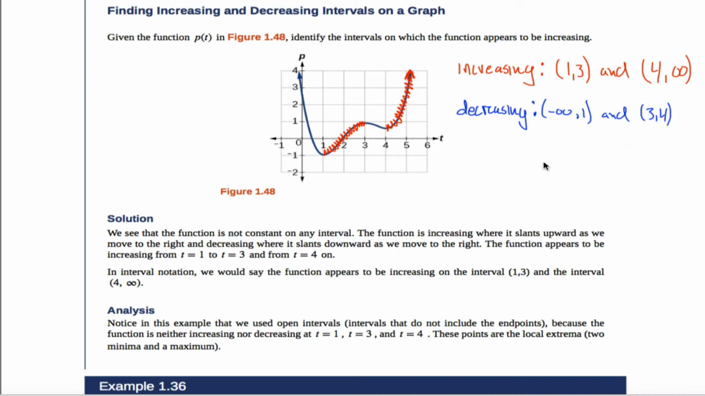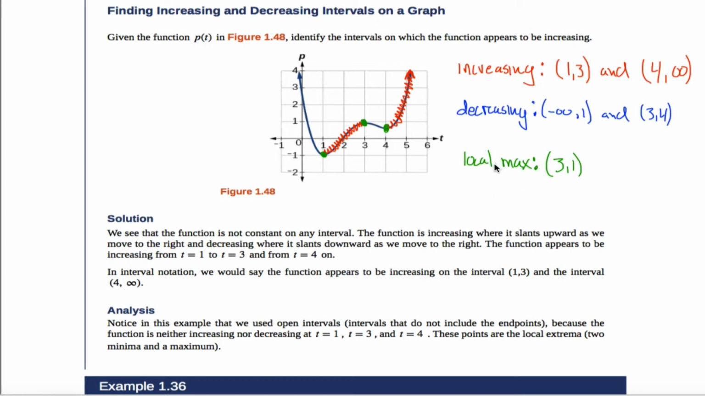This function is never constant. Just as the solution said here, it doesn't get flat. There are no points where it's neither increasing nor decreasing. There are some local maxima and local minima. Let's see, I've got a valley, I guess you could think about it, here and here. And I have kind of a little mountaintop thing here. So I could say there's a local maximum, and I'm going to specify the point. I'm going to say at the point 3, 1.